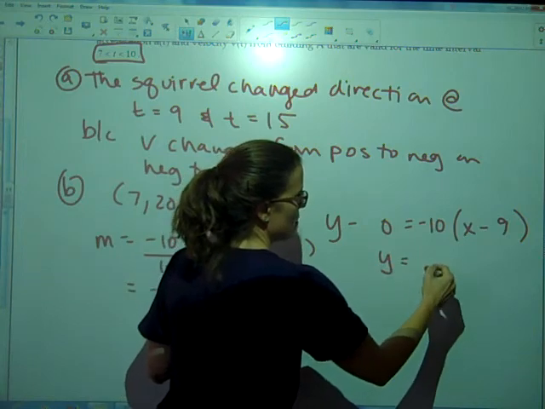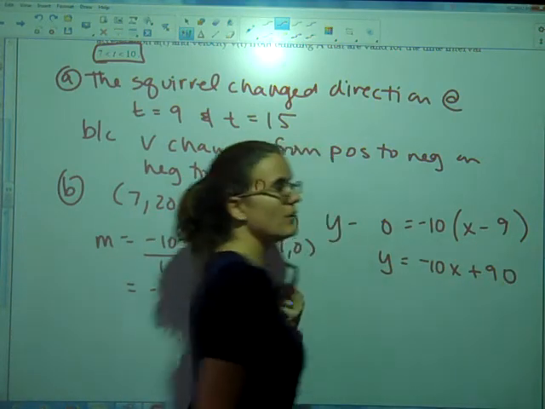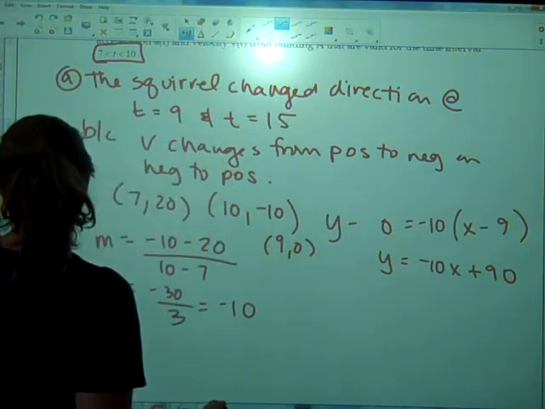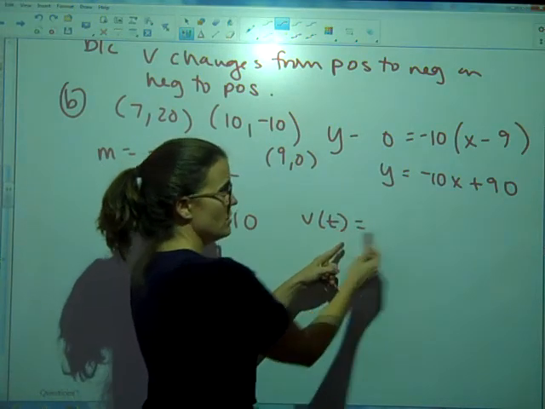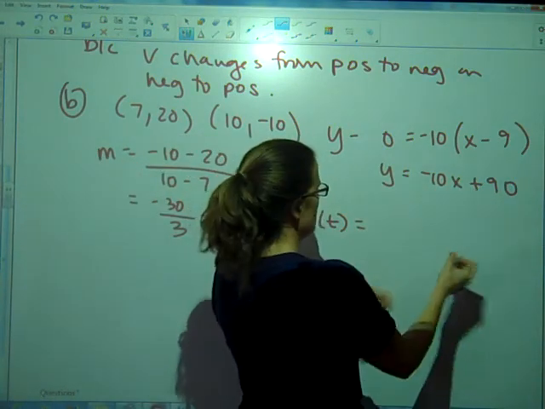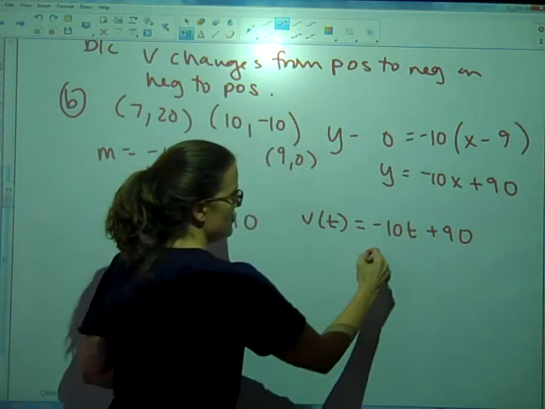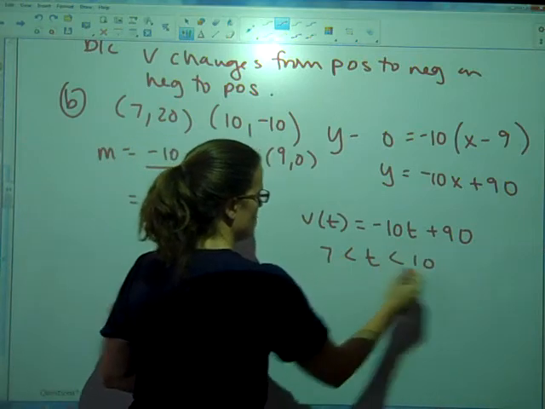So we're looking at what? y equaling negative 10x plus 90, right? In terms of just a linear equation. Now if we think about what the velocity would be, the velocity is in terms of time, so we'd want to change that variable to t, right? So it'd be negative 10t plus 90. And again, that was good only from, what, 7 to 10?